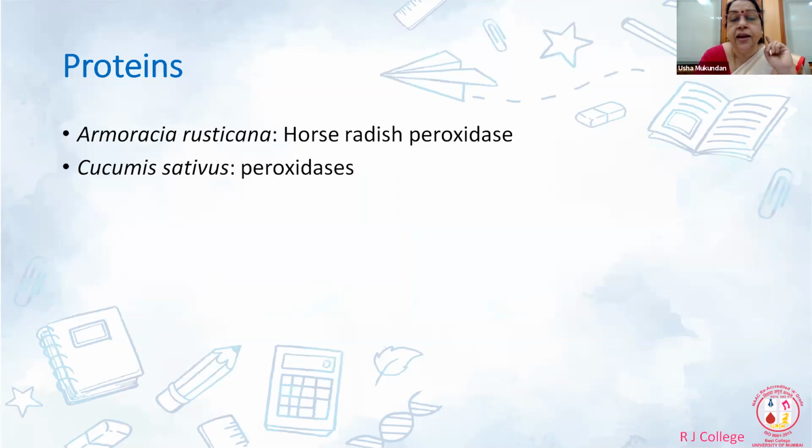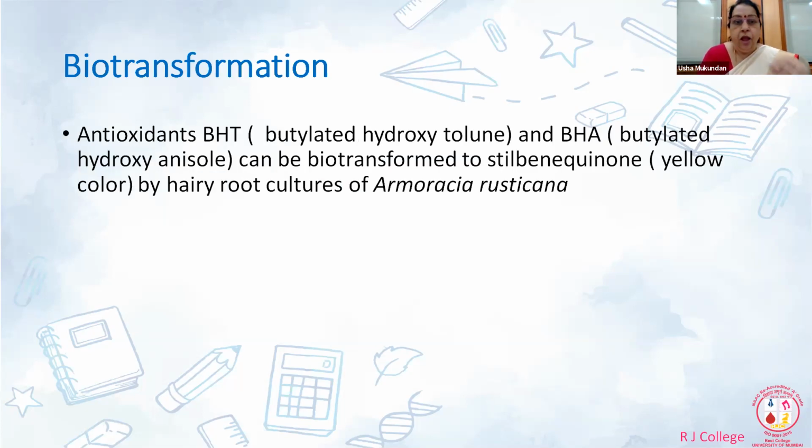Armoracia rusticana is an important source of horseradish peroxidase, used as a label which produces a chromogenic product in ELISA test. Then the hairy roots of Cucumis sativus, kakadi, also contain a large amount of peroxidase, which can utilize aromatic amines and phenols as a substrate. So they can bring about utilization of these phenols, which otherwise can be toxic. And we will correlate this when we come to the part of phytoremediation. Okay, are you with me?